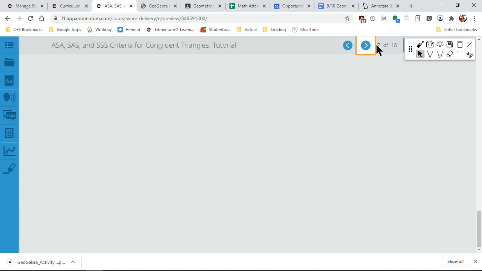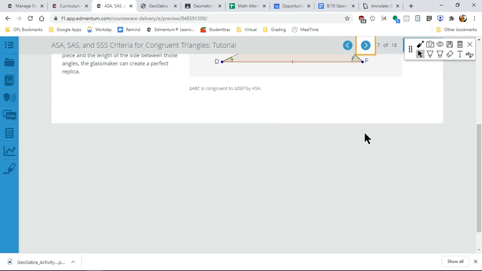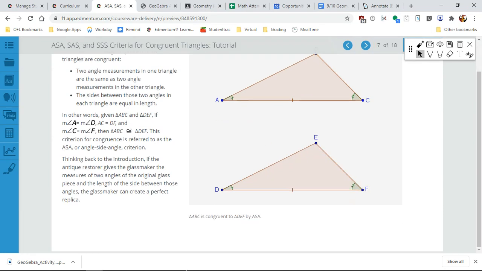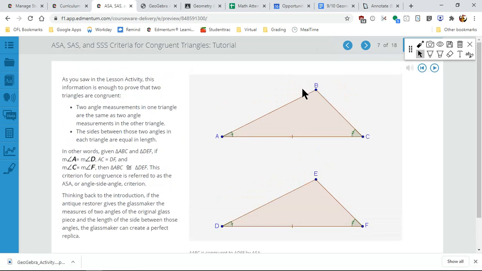All right, so moving on to the next one. I really hate how Amentum does this. This just says exactly what I said, basically. If you have a side in the middle of two corresponding congruent angles of another triangle, that means these two triangles are congruent. So that's what that activity was trying to prove to us.